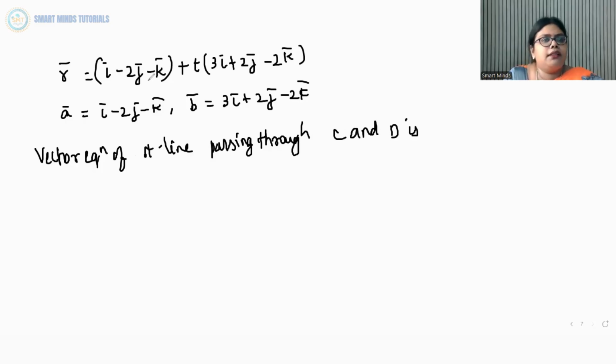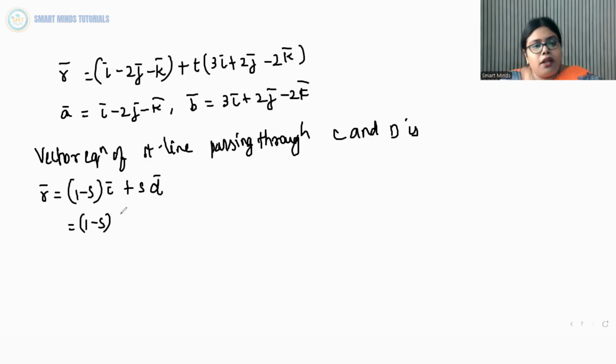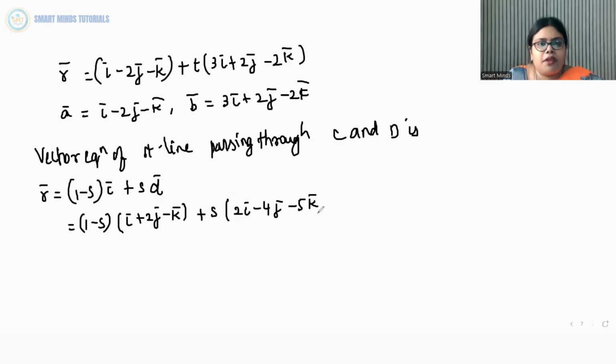What is the formula? There we have taken T, no? Here we will take S. R bar is equal to 1 minus S into C bar plus S D bar. That is 1 minus S into, what is C bar? C point we will convert to vector. I bar plus 2J bar minus K bar plus S into 2I bar minus 4J bar minus 5K bar.